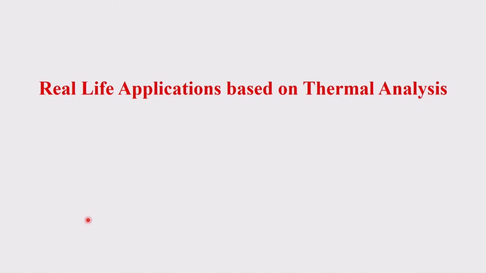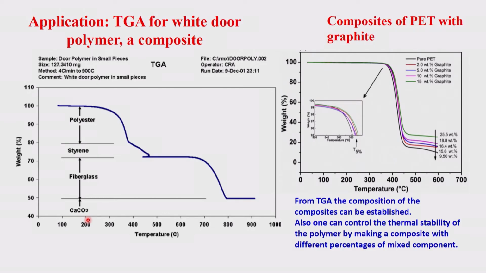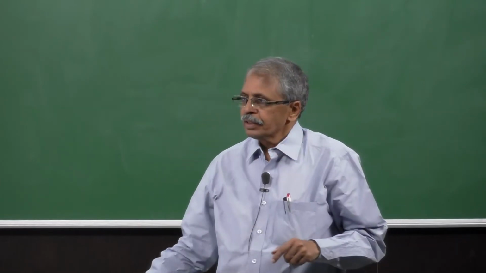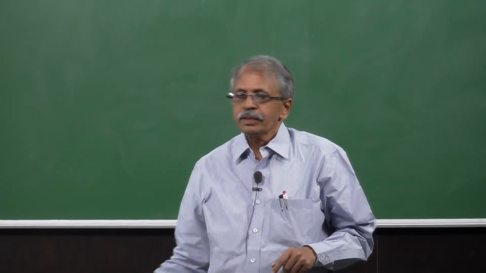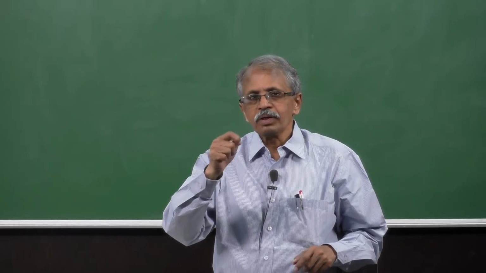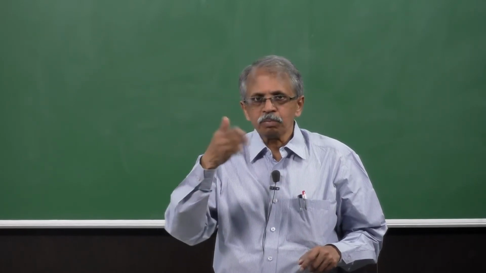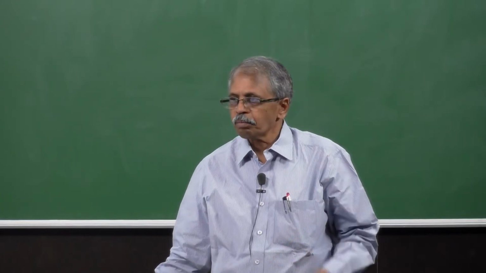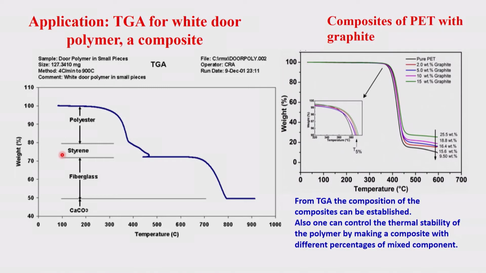Okay, let us look at some real-life applications. Here you have seen the doors where there is a paint and the top layer, which is a white layer, white door polymer. You peel out a small piece of that, make it into a small powder, and put it into this machine, the TGA. This is obviously a composite. Now, look at the thermogram of this.